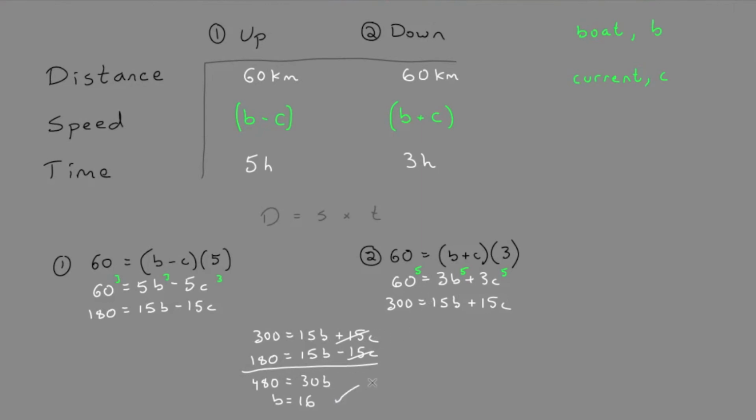And then we can solve for C. So we have the speed of the boat is 16 kilometers per hour. And to find the speed of the current, we can sub that into any one of these equations. I'll just choose this one. Isolating for C, we get C equals 4. So this is the speed of the current. It is 4 kilometers per hour.